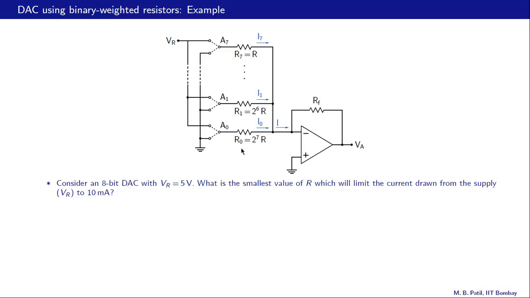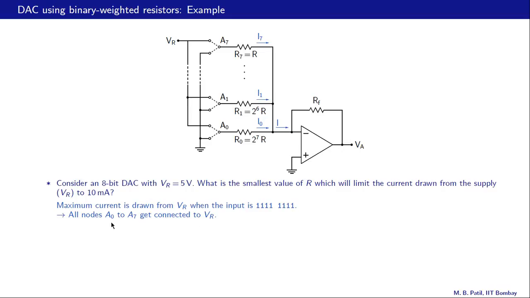In other words, this resistor is drawing a current from the power supply only if S0 is 1. Similarly, this resistor will draw a current from the power supply if S1 is 1. And for the power supply to supply the maximum current, clearly we require S0 equal to 1, S1 equal to 1, etc. all the way up to S7 equal to 1. So that is what we have written over here. Maximum current is drawn from VR when the input is 1, 1, 1, 1, 1, 1, 1, 1.